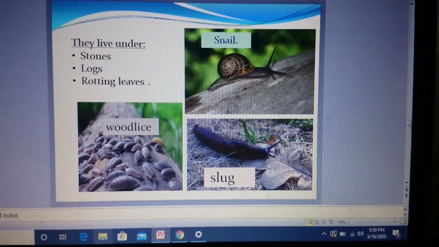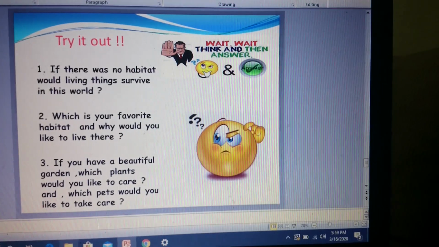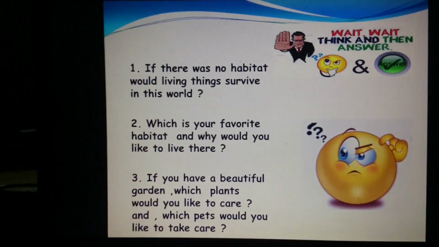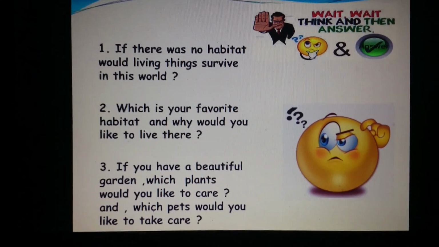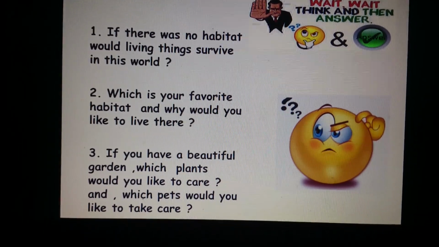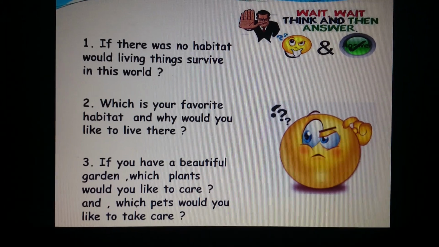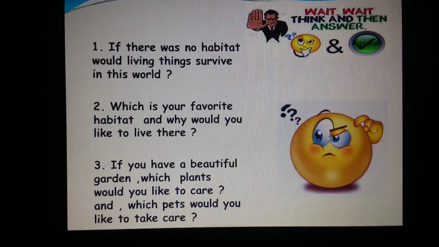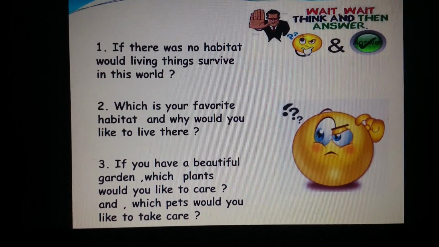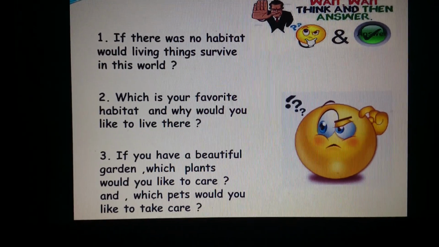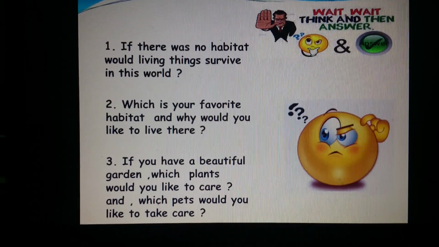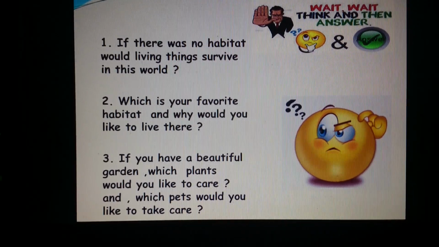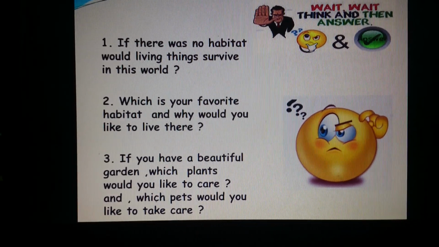Next, I want you to try this out by yourself. Okay? You can take your time, think about it, and answer it. Maybe you might not find these answers in the textbook, but I would love to see how you think or hear from you. Question number 1. If there was no habitat, would living things survive in this world? Question number 2. Which is your favorite habitat? And why would you like to live there?